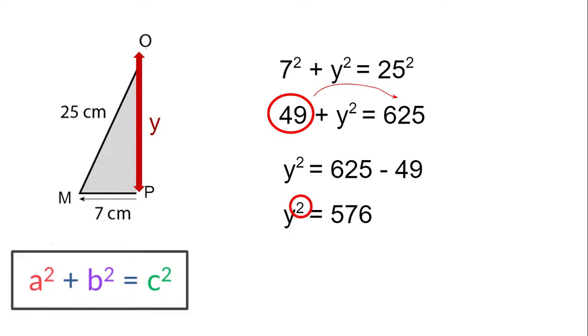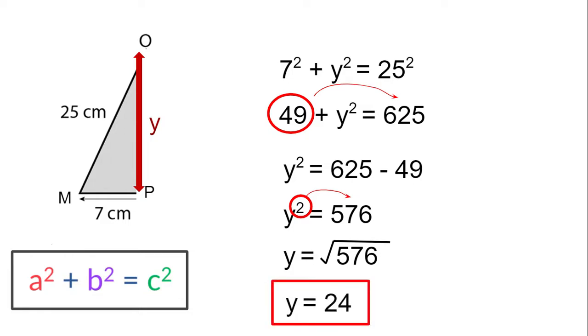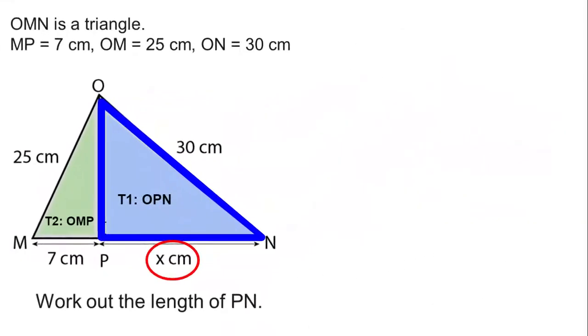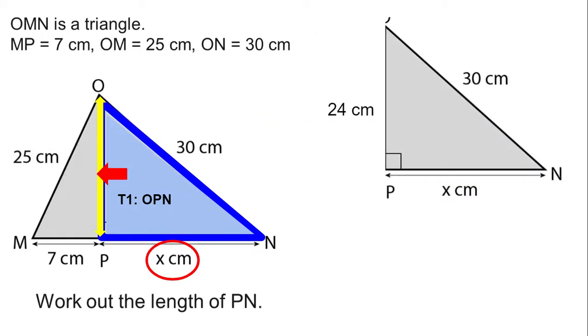Now this little square on the top, when it goes to the other side, turns into a square root. So y equals square root of 576. You can check on your calculator, the square root of 576 gives you 24. And y equals 24 means that OP is equal to 24. Now going to the other part of the question. Now that I have my OP as 24 centimeters, I can just get rid of T2. Now time to solve for T1.